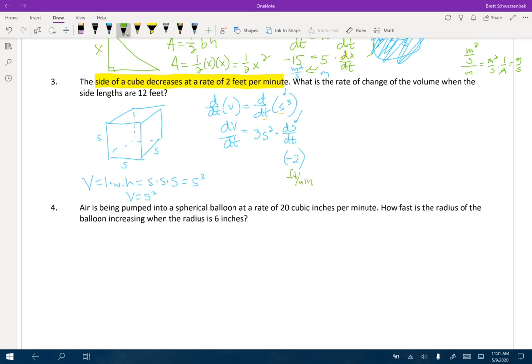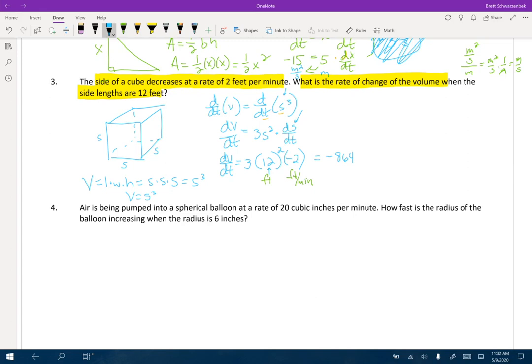All right, so what's next? It says, what is the rate of change of volume? That means dV/dt is what we're trying to find, so we leave it as is. We have a constant 3, and then we have the variable S squared. What's the variable S? S is just the length of a side, which is 12 feet. This 12 is in feet. So if we do the multiplication, we're going to get 3 times 12 squared times -2, which is -864, and then we need a label. Note, it's not feet squared per minute. Why?